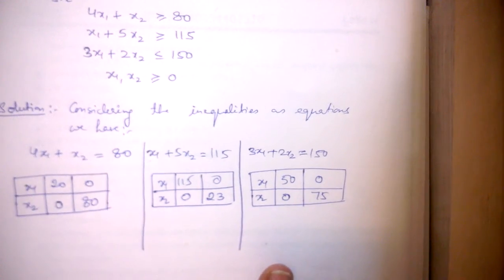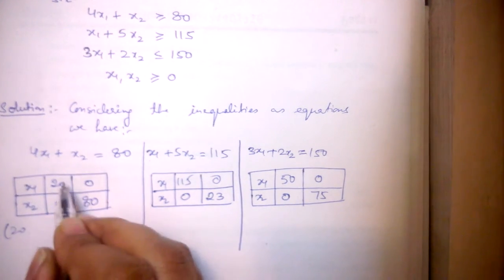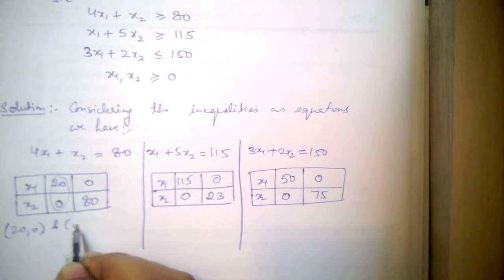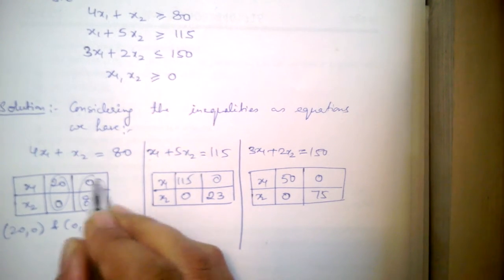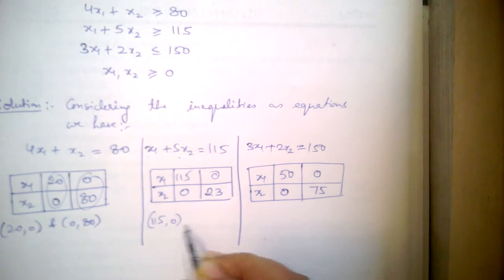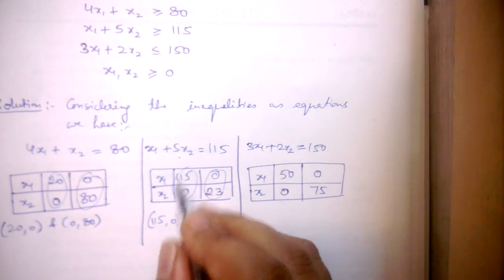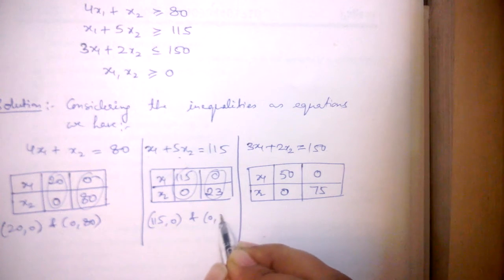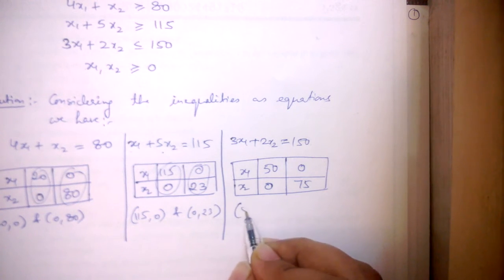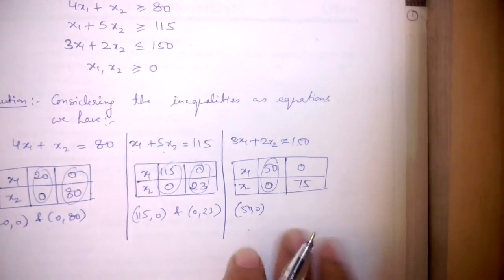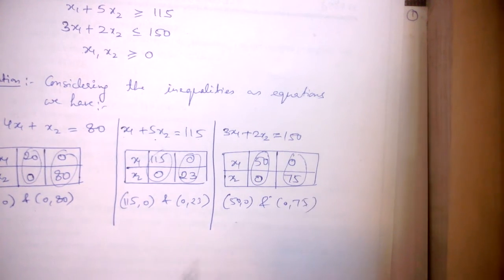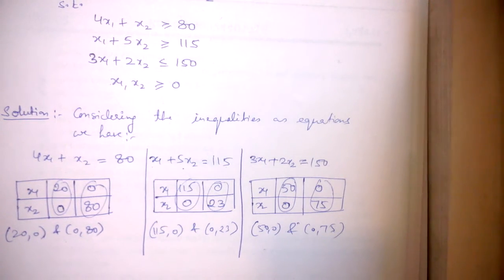75. So the points are, first pair of points corresponding to the first line is 20, 0 and second is 0, 80. And for the second line the points are 115, 0 as the first point, and second point is 0 comma 23. And for the third line the points are 50, 0 as the first point, and second point is 0, 75. Now we'll draw these three lines on the coordinate axis.